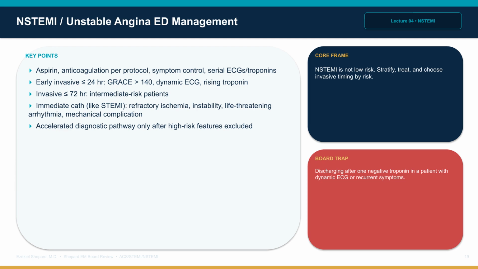An invasive strategy within 72 hours is appropriate for intermediate risk patients. Immediate cath, like a STEMI, is reserved for refractory ischemia, hemodynamic instability, life-threatening arrhythmia, or mechanical complication. Low-risk chest pain may enter an accelerated diagnostic pathway, but only after high-risk history, ECG, and biomarker features are absent.